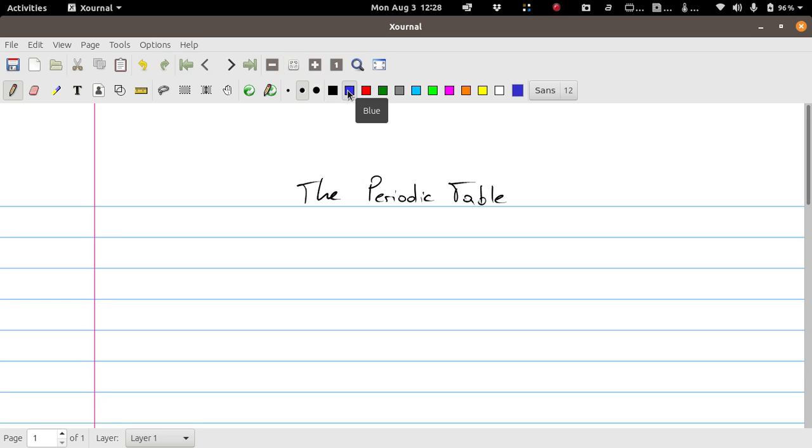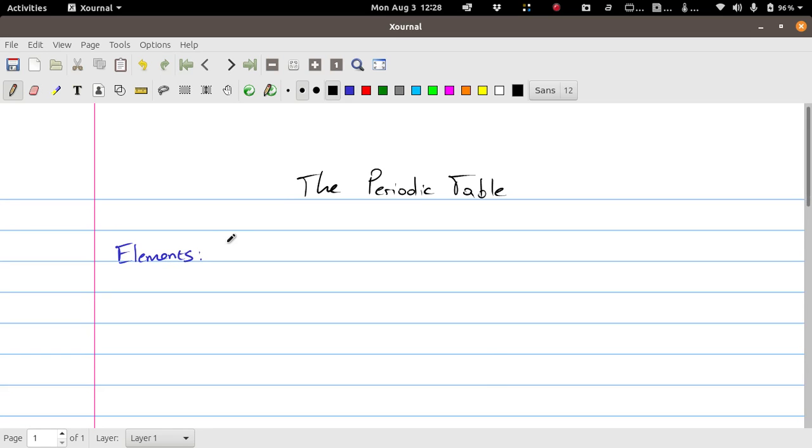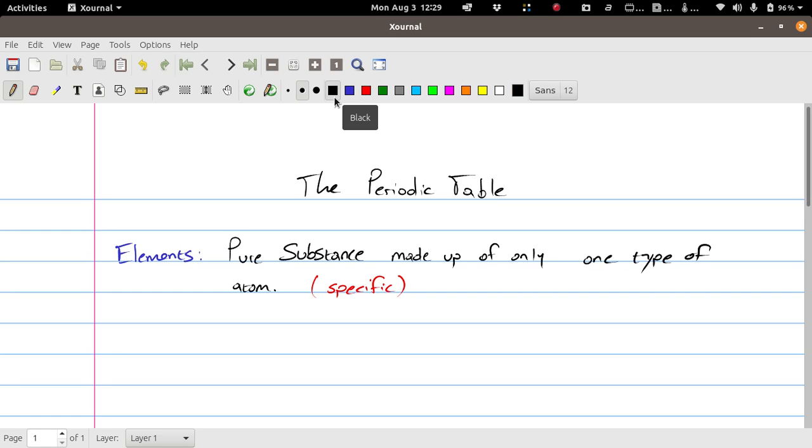All right. Anyway, so first thing is the keyword element. So an element is a pure substance, if you remember what that is from Unit 1. Okay, so it's a pure substance made up of only one type of atom. And I'm going to just make it specific. It has to be a specific atom. That's what makes it an element.